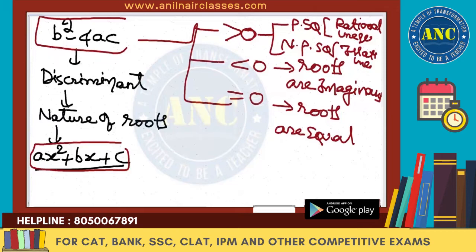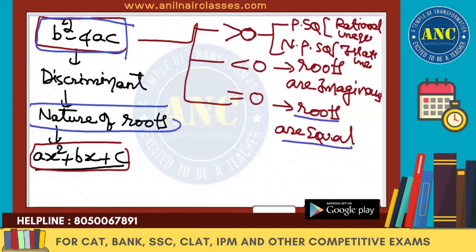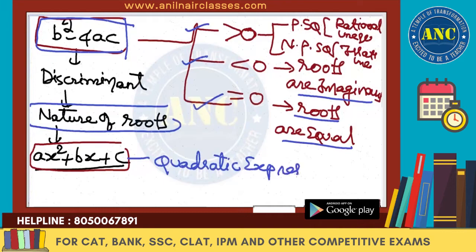For a quadratic expression, b² - 4ac helps us in finding the nature of the roots. We can tell whether the roots are equal, imaginary, or unequal. This is for the imaginary, this is for equal, and this is for the unequal roots. This is for the quadratic expression.